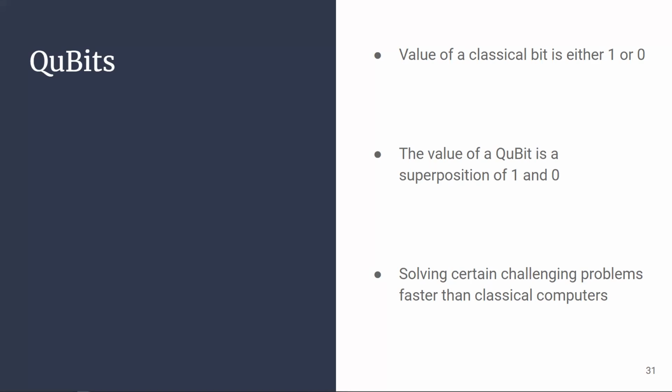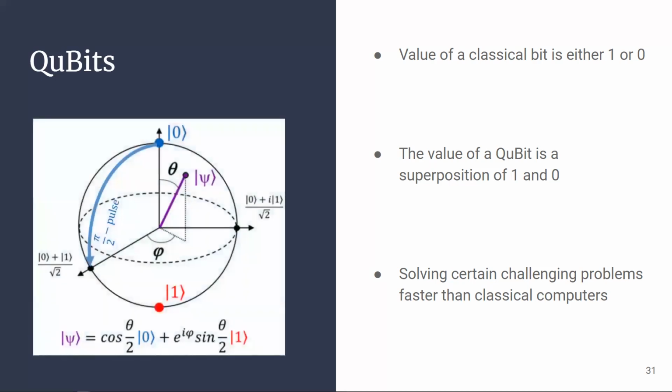This is not the truth. So here we have a representation for a quantum bit, which is a Bloch sphere. This is called a Bloch sphere. Here we can see the superposition of 1 and 0 in a three-dimensional complex plane.